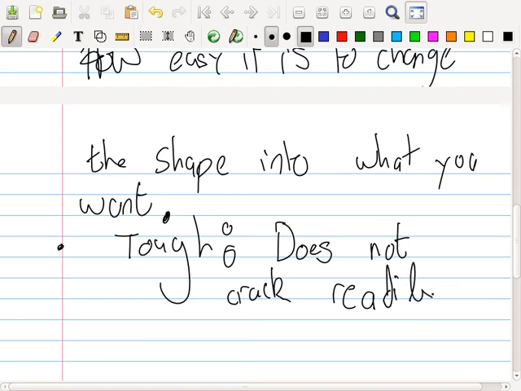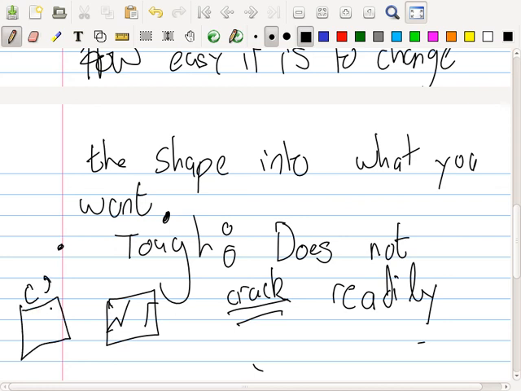Right. So as I was saying, tough does not crack readily. Do you know what I mean by crack? Yeah, shatter. So like the glass. If I try to bend the glass, it cracks. But if I have a sheet of metal or a sheet of wood, if I try to bend it, it'll be okay. It won't crack. Now wood can crack sometimes. Have you ever seen wood crack, if you bend it?